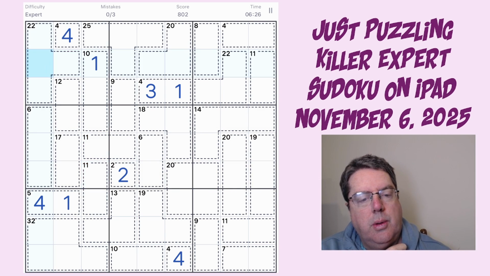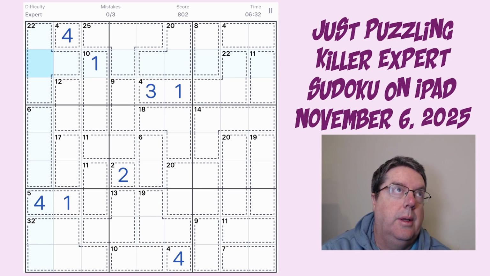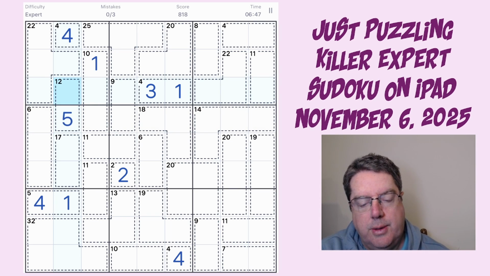Alright, so 3 and 6 is 9 from 22. So 22 minus 9 is 13. So this is 8, 5, 6 and 3. 8, 5. So if that's a 5, this has to be the 5 there, leaving this to be the 7.